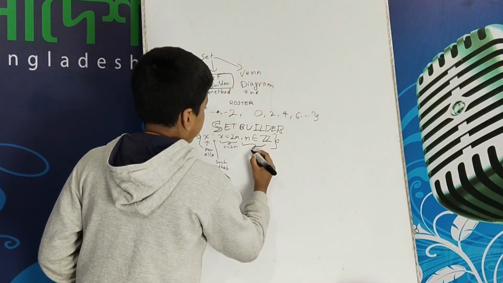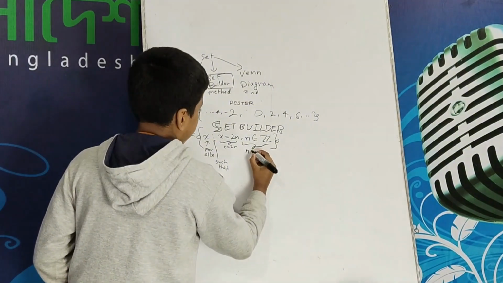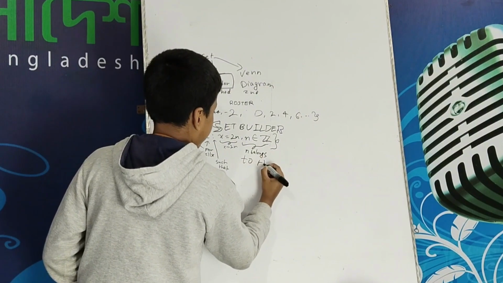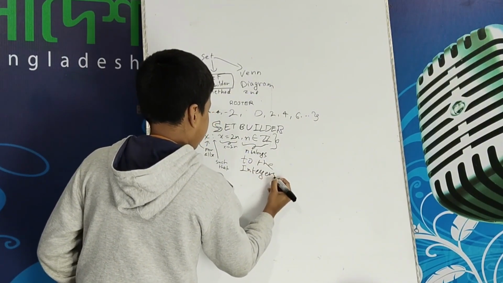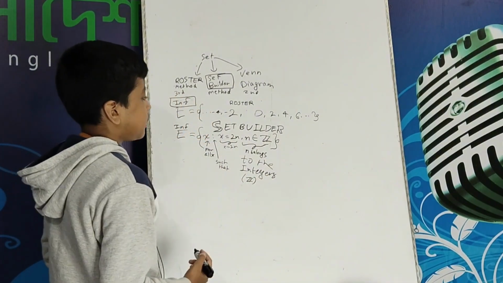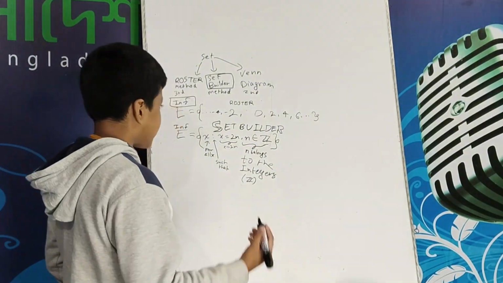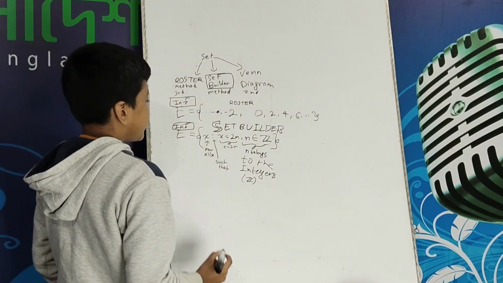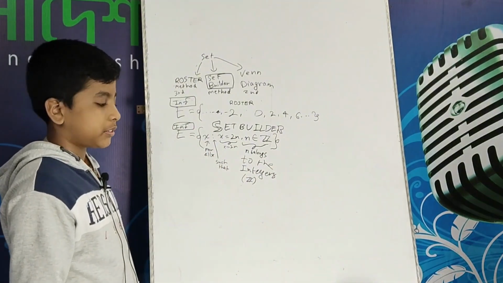And n should be part of the integers. N belongs to the integers, which is Z. So this is what it says. And comma always means and. Just take that. So this is also an infinite set because there are infinite numbers which satisfy these conditions.